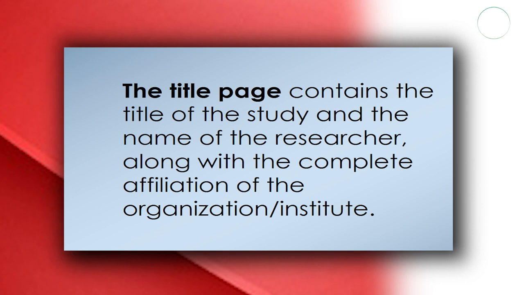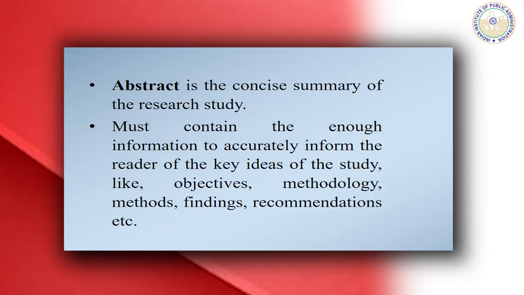The title page contains the name of the research or the title of the research, and the name of the researcher along with a complete affiliation of the institute or the organization. Abstract is the concise summary of the research. It must contain enough information to accurately inform the reader of the key ideas of the study, like objectives, methodology, methods, findings, recommendations, etc.